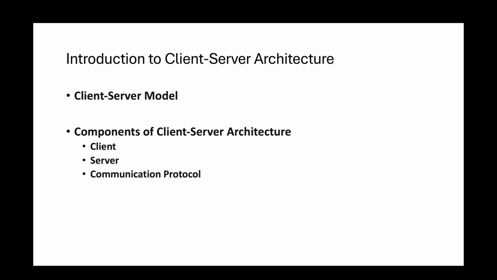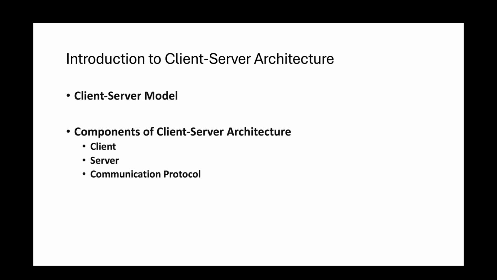Introduction to client-server architecture. Client-server model. Client-server architecture is a computing model in which client devices such as computers, smartphones, or tablets communicate with server systems over a network. In this model, the client sends requests to the server, and the server processes those requests and sends back responses. This architecture enables the distribution of workload and resources, allowing for efficient data processing and management.